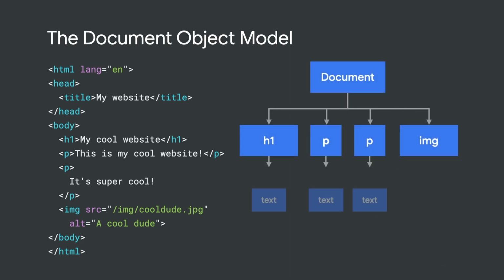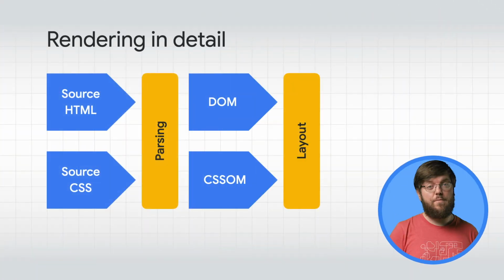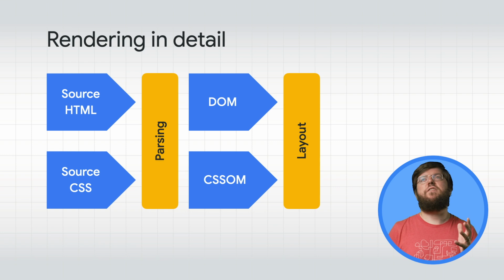For our website, for example, the browser would create the following DOM tree. The browser needs this tree to identify individual elements on the website and their relationship to other elements. Like, for instance, which text belongs to the heading and which to the paragraph, or what file is the source of this image.